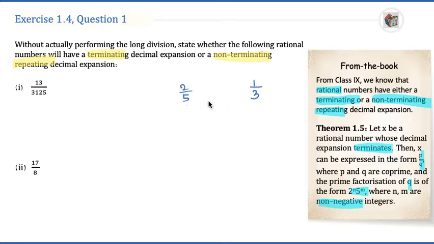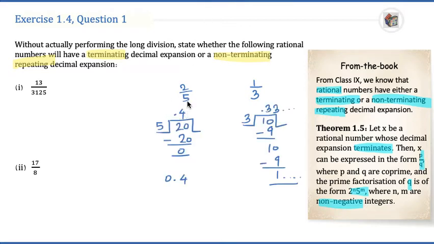Now how do I know which one is terminating and which one is non-terminating repeating? Well, till now I might really have to divide and check. Let me just do that. These are two very small divisions. I'll pause, you do it, and then resume to see my division. Alright, here you go. So when I divided 2 by 5, I got this decimal expansion 0.4. So the decimal just ends here after the 4. I'm not going to have any more digits. So this one, where it just ends, this is what you call a terminating decimal expansion.